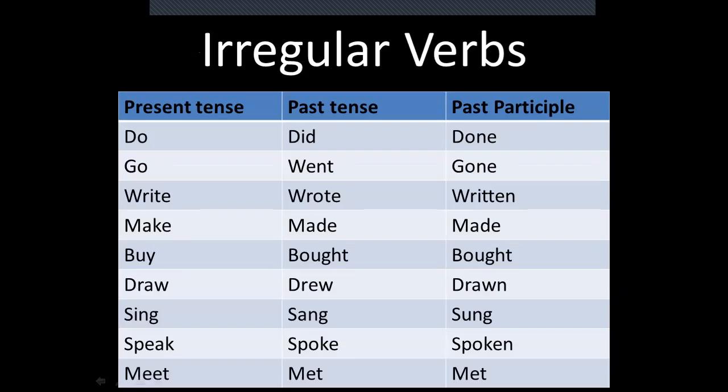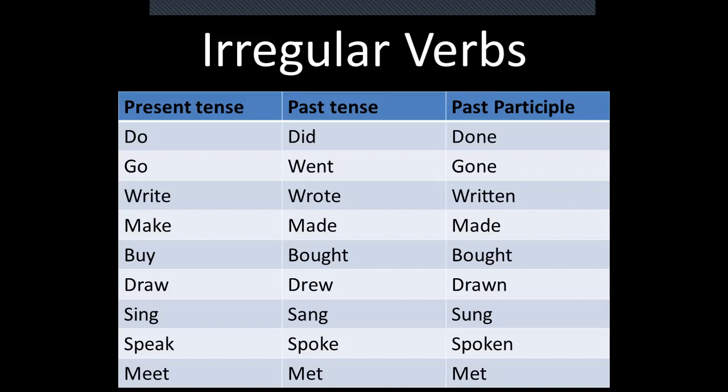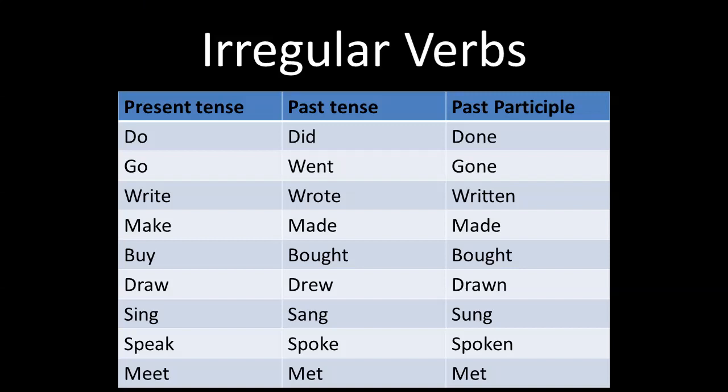Now let's see some irregular verbs. Irregular verbs means the past tense will be different. We cannot make the past tense by adding ed to the present tense. The past tense is different from the present tense. Do, did, done. Go, went, gone. Write, wrote, written. Make, made, made. Buy, bought, bought. Draw, drew, drawn. Sing, sang, sung. Speak, spoke, spoken.